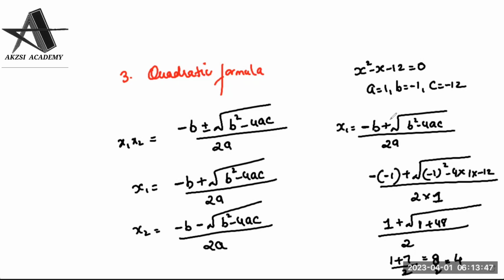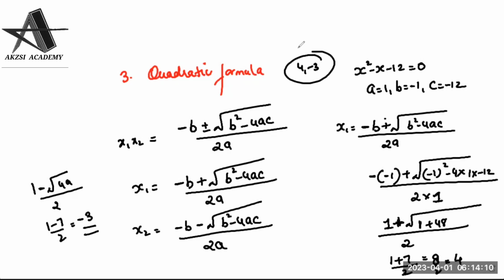And the second answer you will get when you put the negative sign there. So I'm writing it here. Everything is the same, only I'm replacing the positive sign with negative. So 1 minus root 49 by 2, that is 1 minus 7 by 2, will give you negative 3 as your answer. So the two answers are 4 and negative 3.